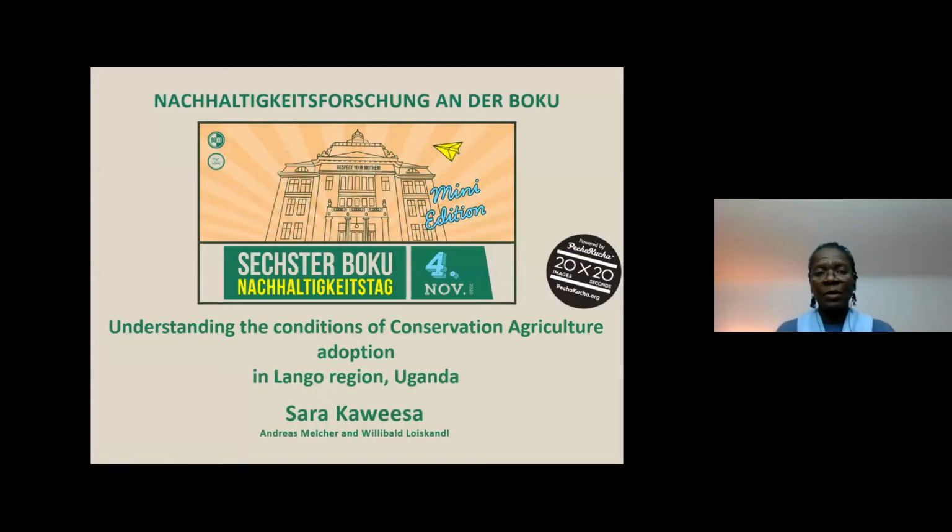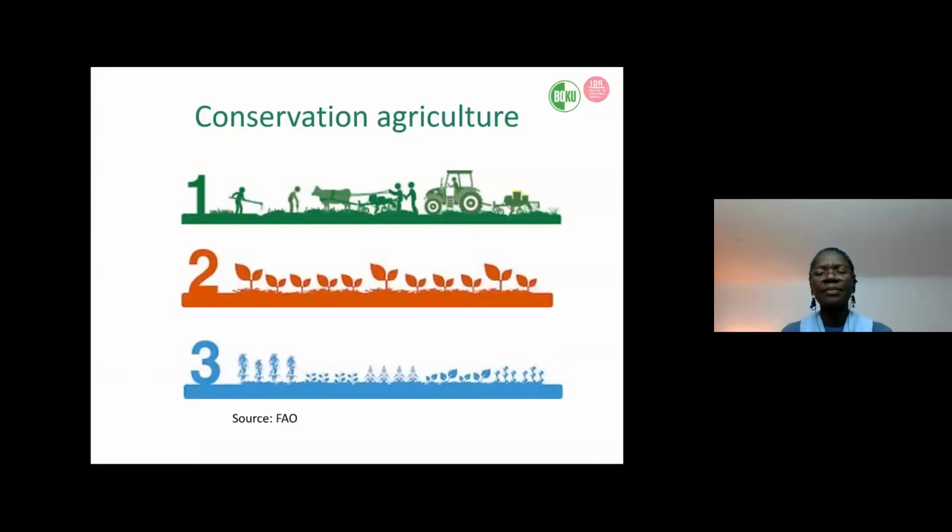The title of my presentation is Understanding the Conditions of Conservation Agriculture Adoption in Lango region in Uganda. Conservation agriculture is a farming system based on 3 principles. One is minimum tillage. The second is maintaining a permanent crop cover or mulch. And the third principle is crop rotations.